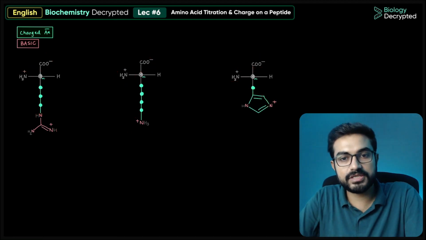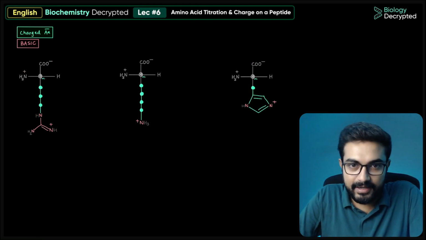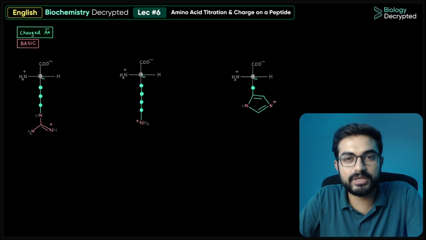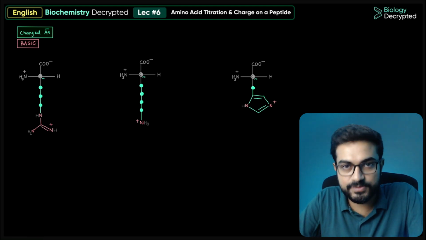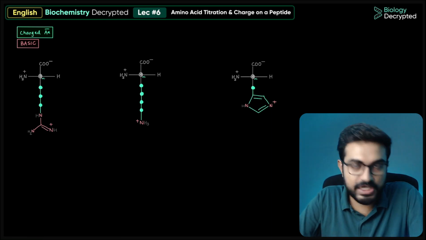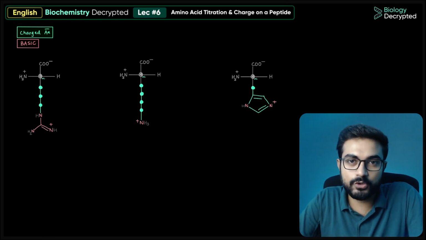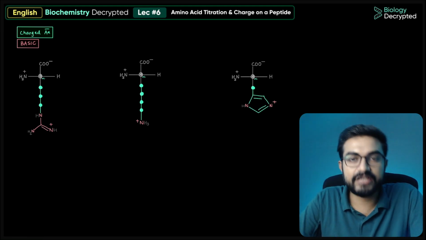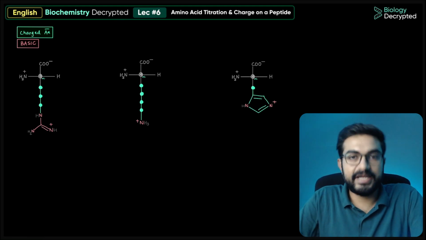So now we saw the structures. We actually revisited the structures of all the 20 amino acids, and now we can say that all the non-polar amino acids, and most of the polar uncharged amino acids, only have two ionizable groups, that is the alpha amino group and the alpha carboxyl group. Whereas the charged amino acids, that is basic and acidic, have 3 ionizable groups. And the 2 special cases, cysteine and tyrosine among the polar uncharged amino acids, also have 3 ionizable groups.